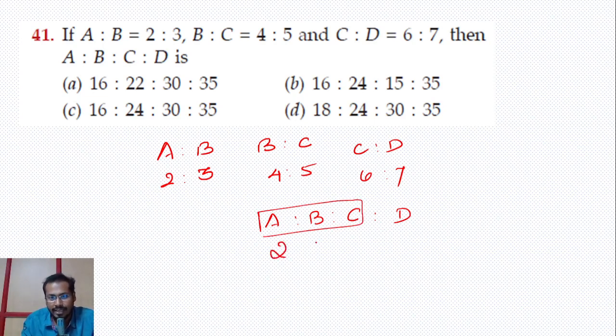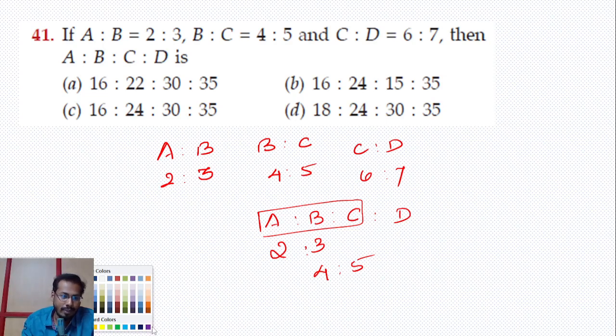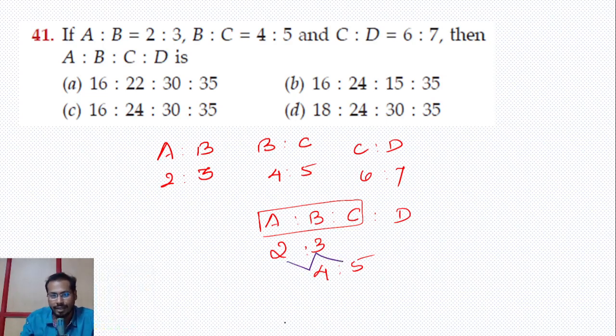So just write A is to B is 2 is to 3. B is to C is 4 is to 5. If you want the ratio for the given numbers, just take a zigzag multiplication. So my A is to B is to C: 4 2s are 8, then 4 3 times 12, then 5 3 times 15. So A is to B is to C is 8 is to 12 is to 15.